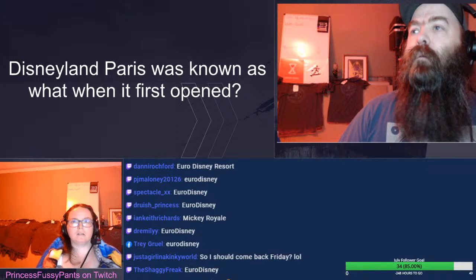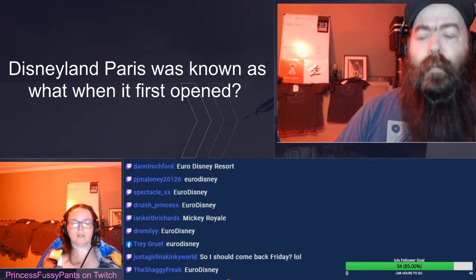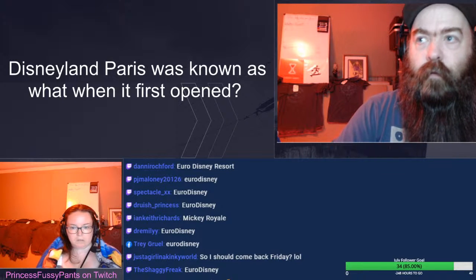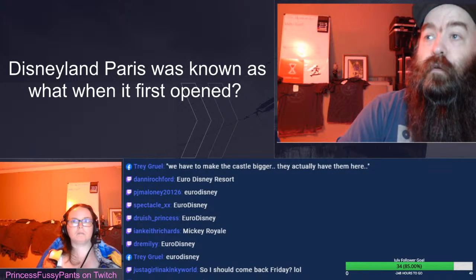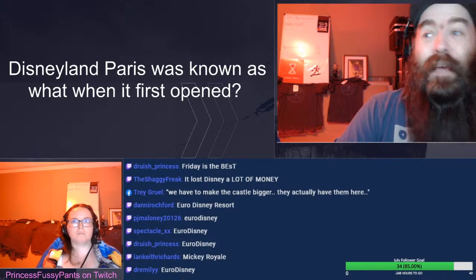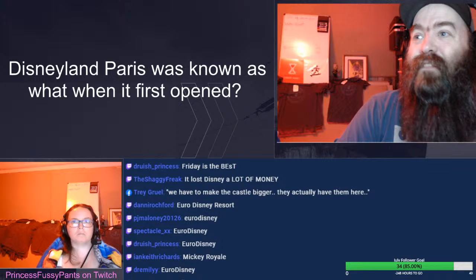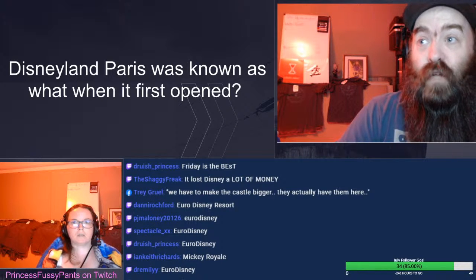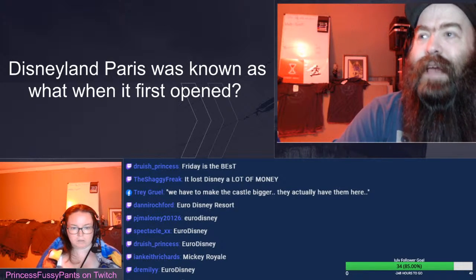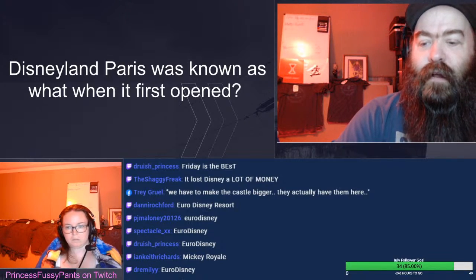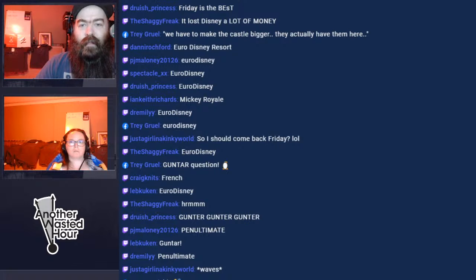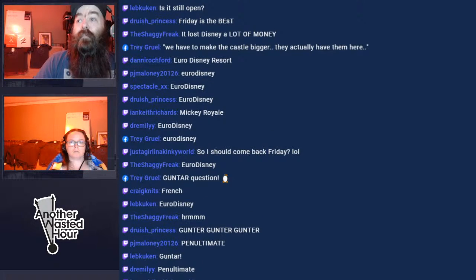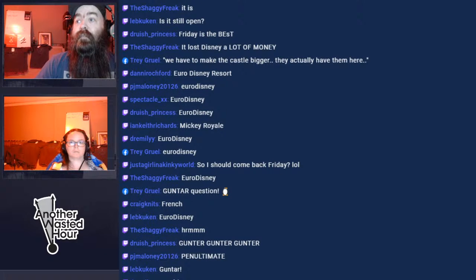All right, so we've got a few different answers in here. A lot of people are centralizing around Euro Disney, though, it looks like. Danny's gone with Euro Disney Resort. Oh, there's also spaces in it. It lost Disney a lot of money, says Shaggy. We have to make the castle bigger. They actually have them here, that is what Trey says. I think that's an Eddie Izzard quote? I feel like that's Eddie Izzard. Nika says that Friday is the best, so you should definitely do that. Is it still open? It is still open.